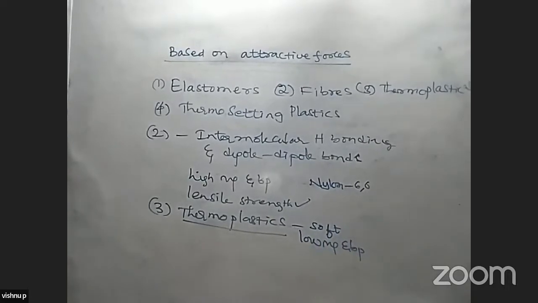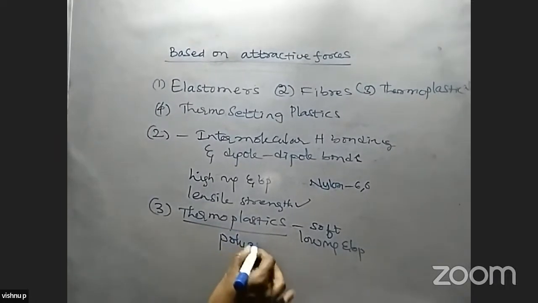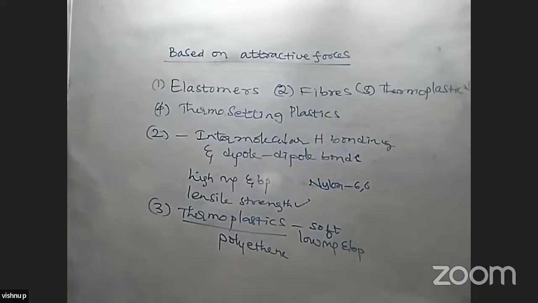When it is melted and then cooled again, we can change it into the desired shape. When it is cooled, it again gives a solid substance, so we can convert it into the desired shape. It can be reused again and again. An example for thermoplastics is polythene.